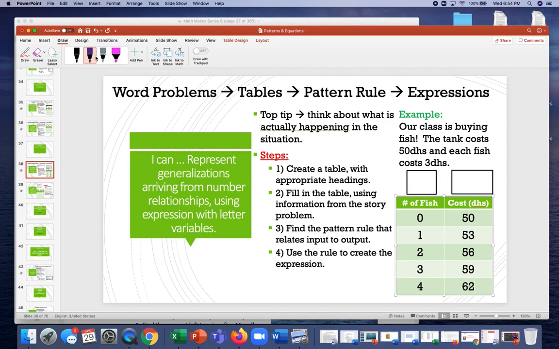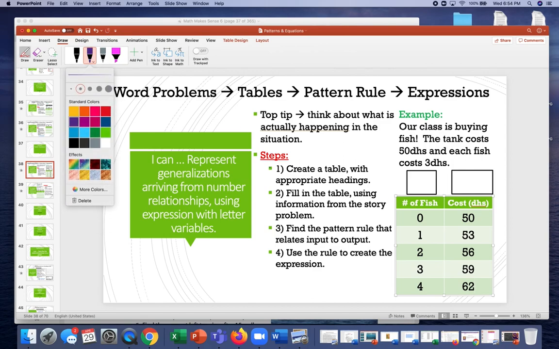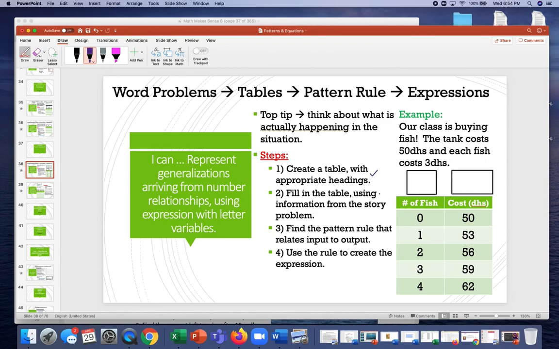Okay, so we've done our table. We filled in our table. Now we're trying to figure out the pattern rule. How much are we increasing by? We know that we're increasing by 3 each time. So I'm going to try starting off with, this is what we typically found has been successful, putting 3 over here. So I have 0 times 3 gives me 0, right? And then how do I get to 50? Well, I add 50. Right on. So over here, I'm going to add 50.